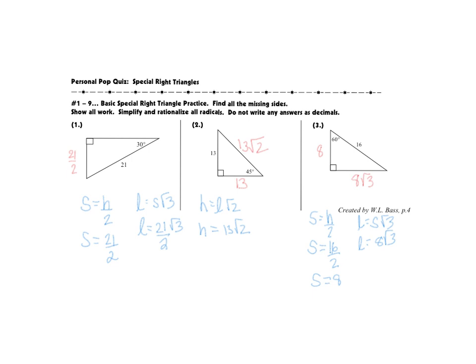So what we have here is a 30, 60, 90 in which we are given the hypotenuse. Looking for the short side, it is the hypotenuse divided by 2. So 21 over 2 gives us the short side. The long side is the short side times the square root of 3. The short side was 21 over 2, and that's times the square root of 3. And so our long side should be 21 square root of 3 divided by 2.